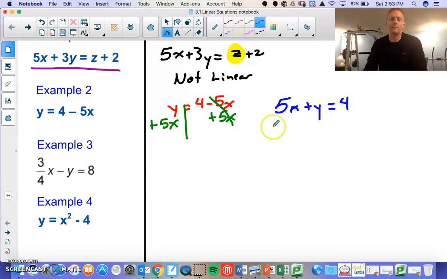Now you may be asking yourself this very simple question: Mr. Berman, would it be wrong if I put it y plus 5x? The answer is yeah. That's not standard form. Just switch them around so that they're in the correct order.